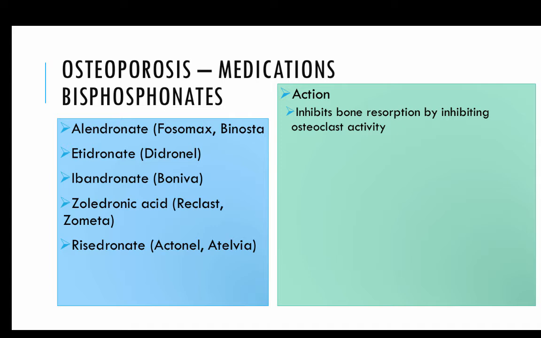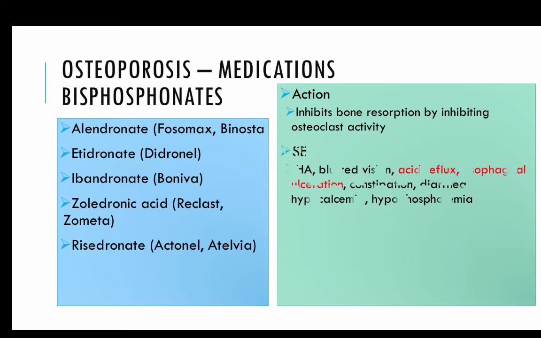Of course, there's a lot of them. I want you to know the class. Bisphosphonates inhibit bone resorption by preventing osteoclast activity. Now remember, osteoclast activity sends calcium out into the blood. So by inhibiting that, the calcium stays in the bone.